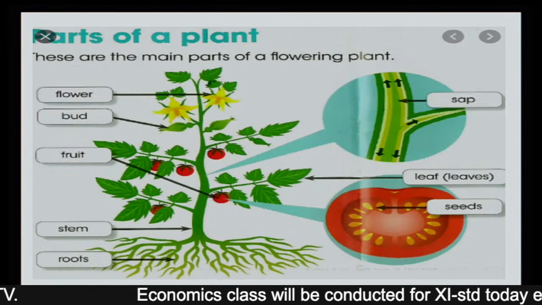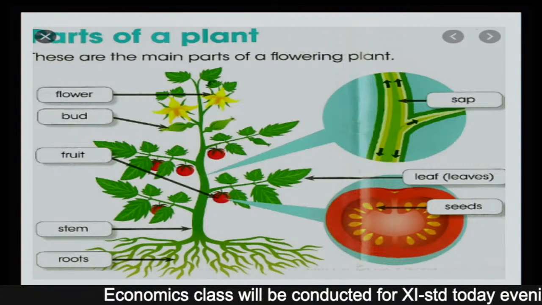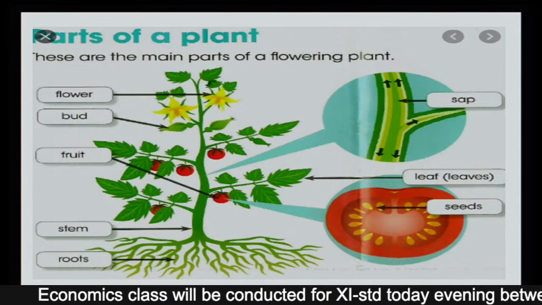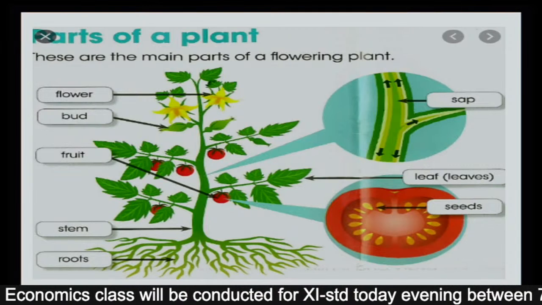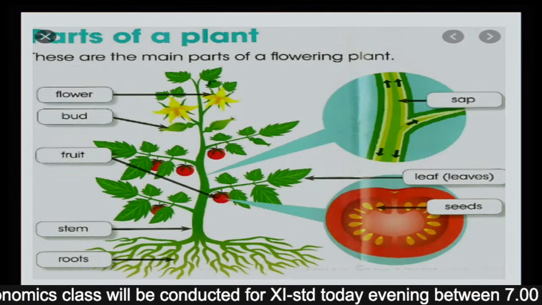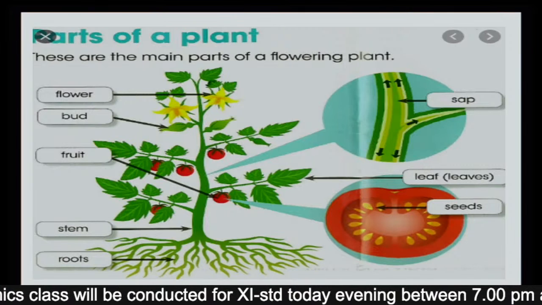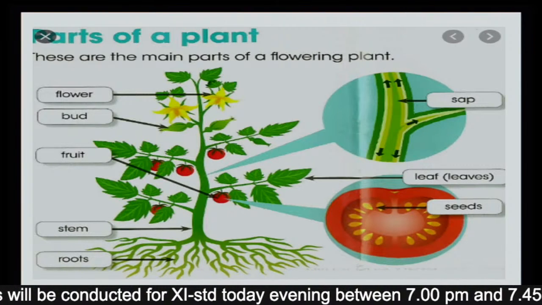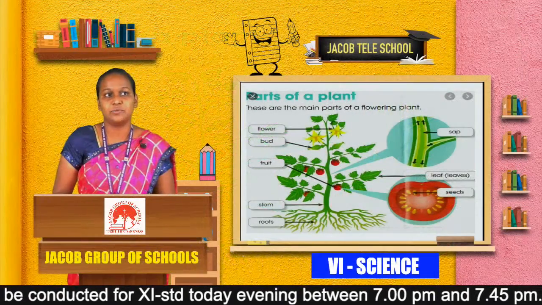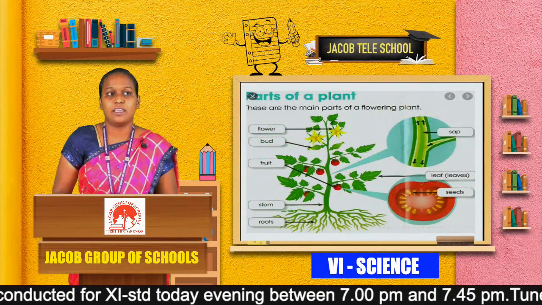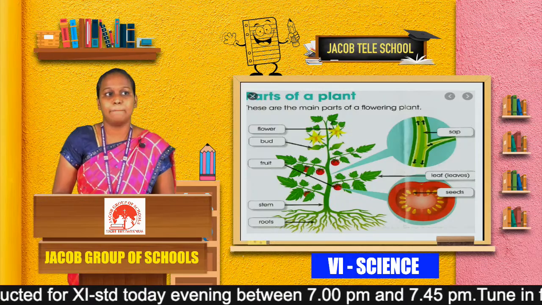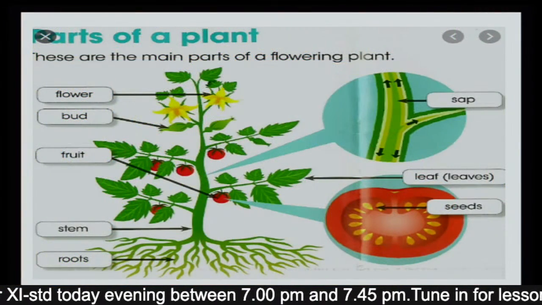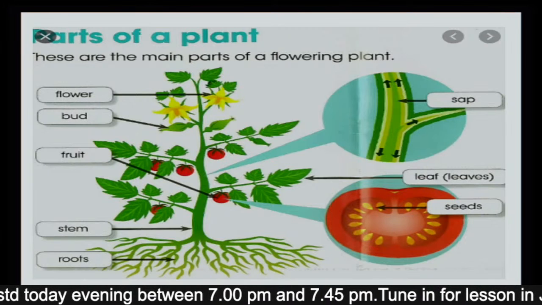What is the role of phloem? After the photosynthesis process happens, transporting that food to all the parts of the plant is the work of phloem. Okay, so sap is nothing but the vascular tissues, that is xylem and phloem. Okay, these are the parts of the plant. All the flowering plants will have these parts. What are they? Root, stem, leaf, flower, fruit, bud, seeds and sap.